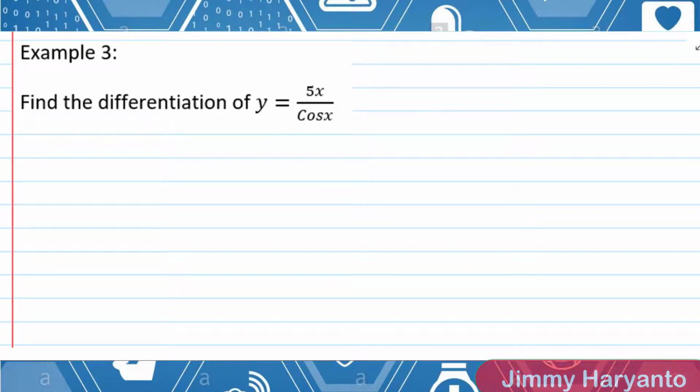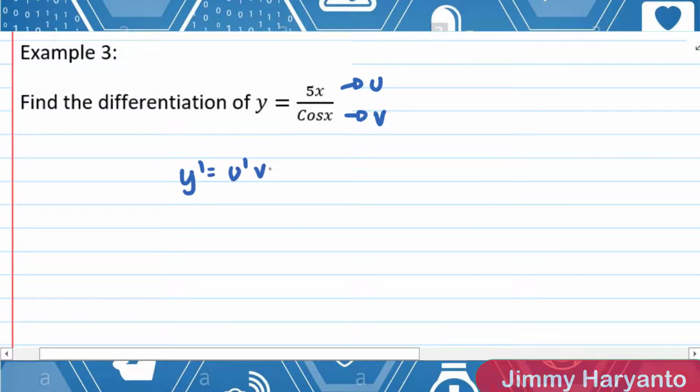Okay, next is example 3. For example 3, find the differentiation of y equals to 5x over cos x. So now we have division. When you have division and you cannot divide them, that means you have to differentiate using u over v. Sorry, y accent equals to u accent v minus u v accent over v square, right? So you have to prepare the u accent and also v accent. u accent is 5 and v accent is negative sine x.